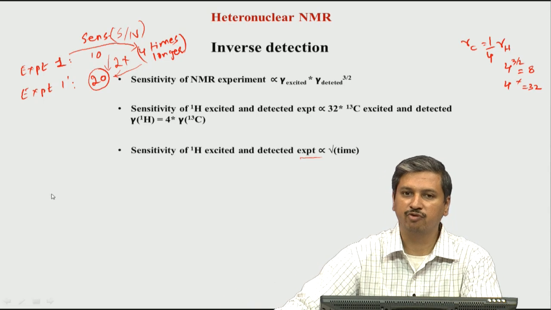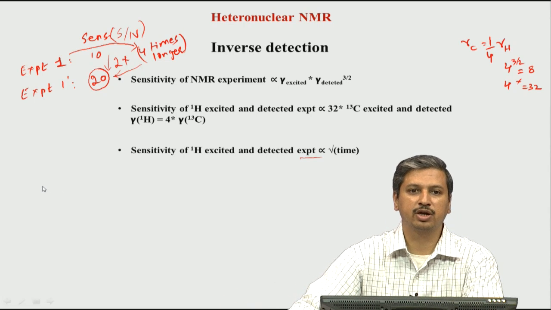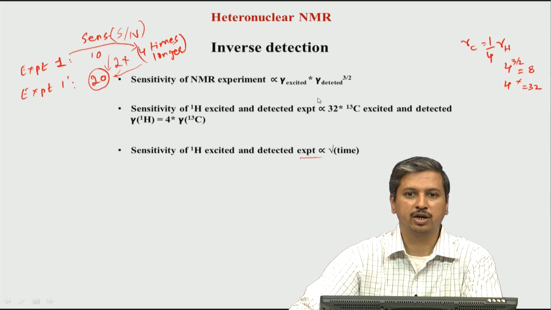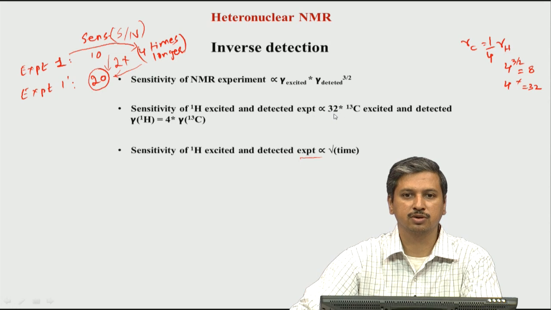Suppose you want to go from 2 to 4, that means if you want a factor of 2 gain in sensitivity, I need to run it 4 times longer. Now, coming back to this, if I need to get 32 times more sensitivity, remember carbon is 32 times less sensitive compared to proton. So, if I want to achieve the same sensitivity as proton, I need to improve my sensitivity by 32 times. That means I have to run the experiment 32 into 32 times longer for the same sample at the same magnetic field for the same signal to noise.